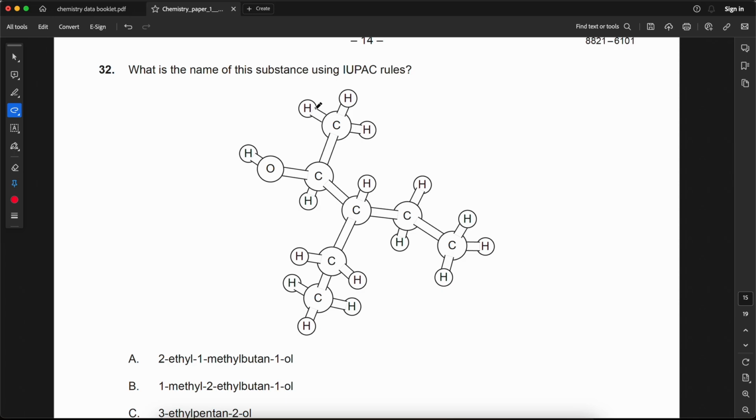What is the name of this substance using IUPAC rules? It has OH and it has this. If I number 1, 2, 3, 4, 5 from either end, that would be the same, so OH should be on the lowest C number. So 1, 2, 3, 4, 5. So 2-ol, 3-ethyl, and 5 propane. Okay, so 3-ethyl propane, 2-ol.